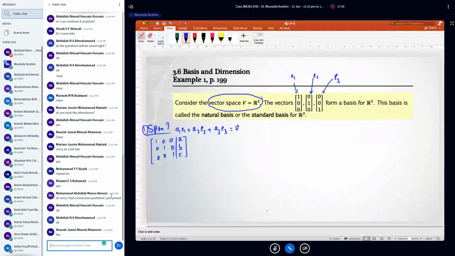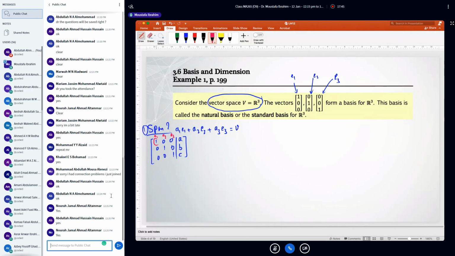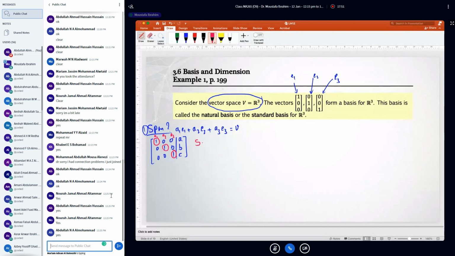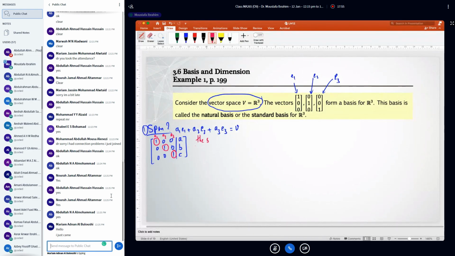Now, is it consistent? So we have a1, a2, a3. I have a leading 1 for a1, a leading 1 for a2, and a leading 1 for a3. So it's consistent for sure. The system is consistent.